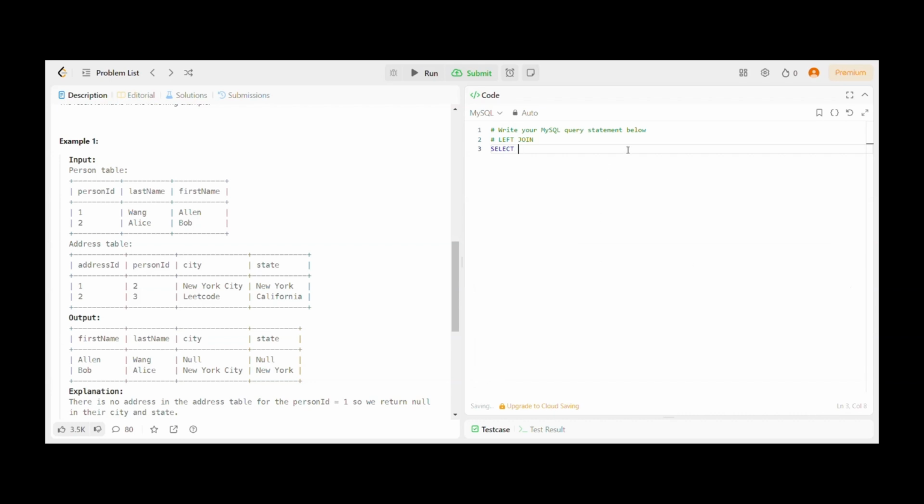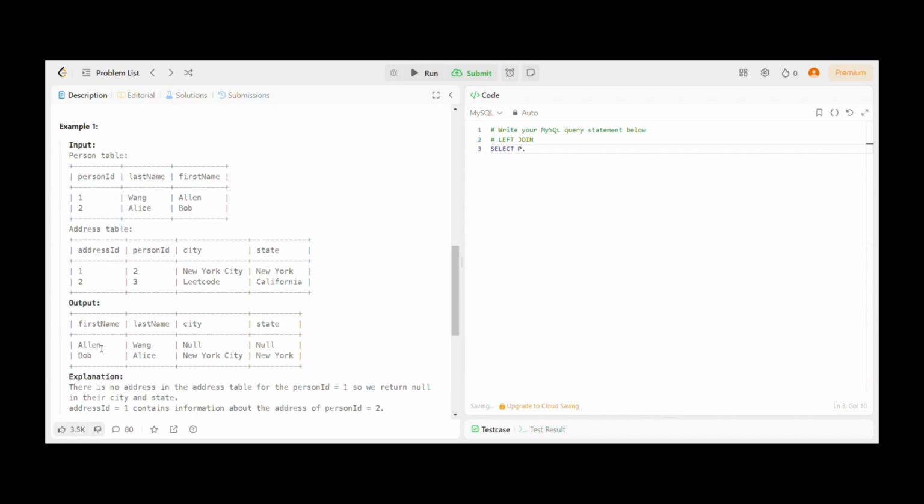What we are going to do is use the alias P, suppose, for the person table over here, and for address, we would be using A. So we don't have to write the whole table name again and again. First of all, we have to find the first name. The first name is present in the person table, so we are mentioning the first name.